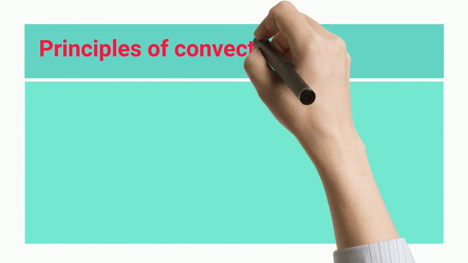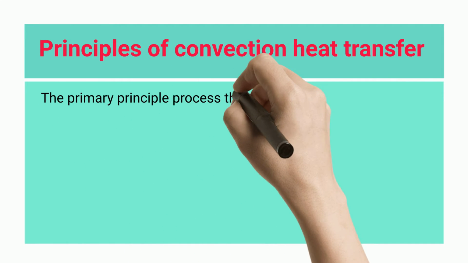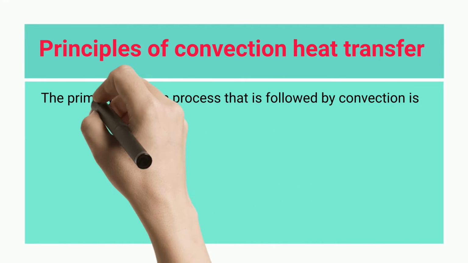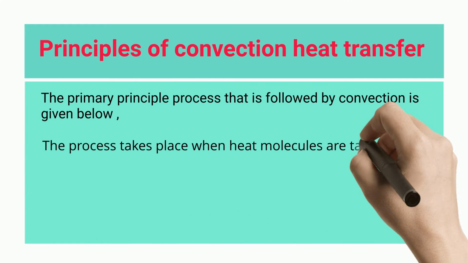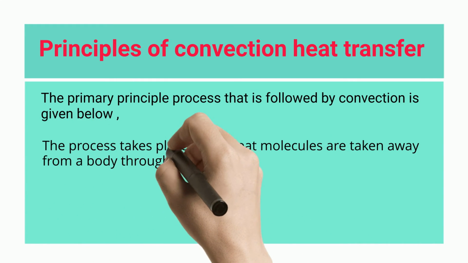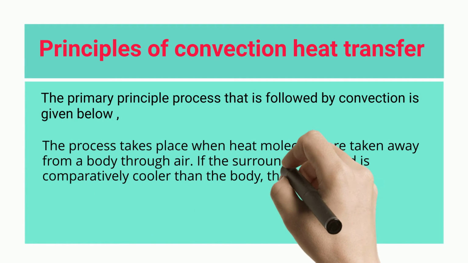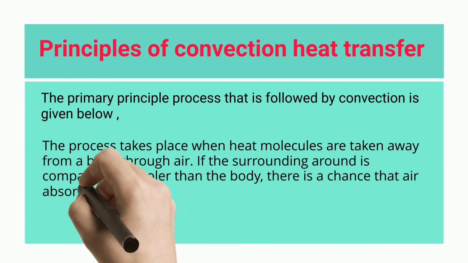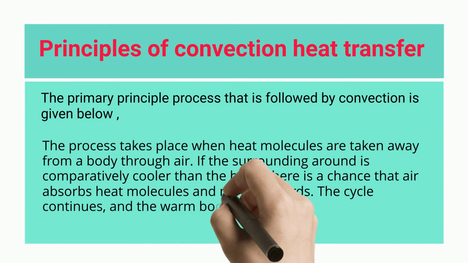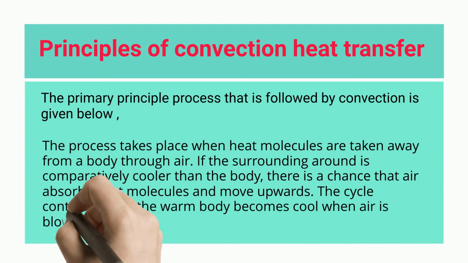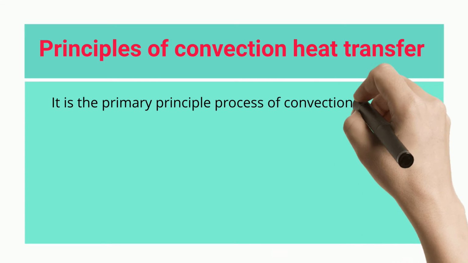Principles of convection heat transfer. The primary principle process that is followed by convection is given below. The process takes place when heat molecules are taken away from a body through air. If the surrounding is comparatively cooler than the body, there is a chance that air absorbs heat molecules and moves upwards. The cycle continues and the warm body becomes cool when air is blown towards it. It is the primary principal process of convection transfer.